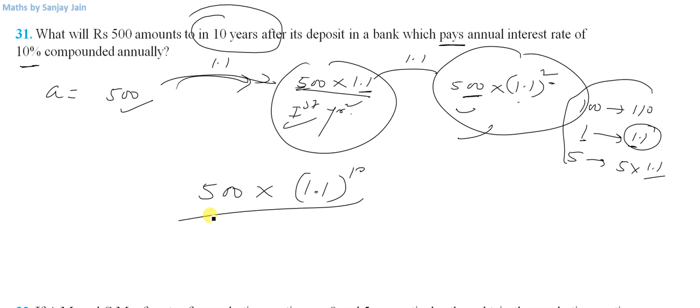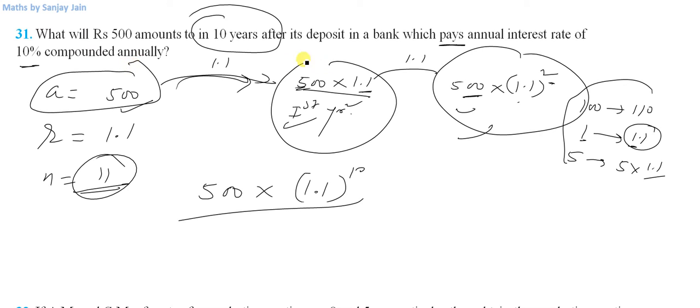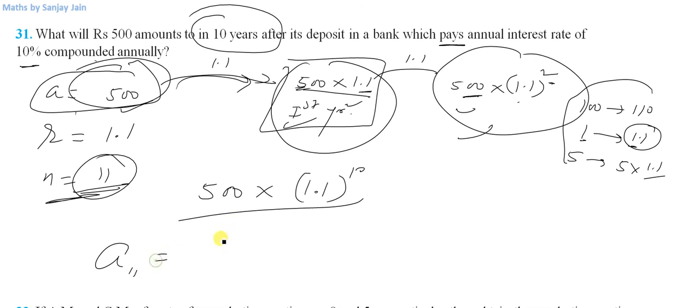This is the logic. Or you can say a is 500, r is 1.1, and you need to find the 11th term. n should be taken as 11 here, because the first term is this 500. We started with this. At the end of the first year, this was it. So at the end of the 10th year, there will be a total of 11 terms if I start with this. So I need to find the 11th term. What will be the 11th term? a r raised to power n minus 1, that is 10. So this is your answer.